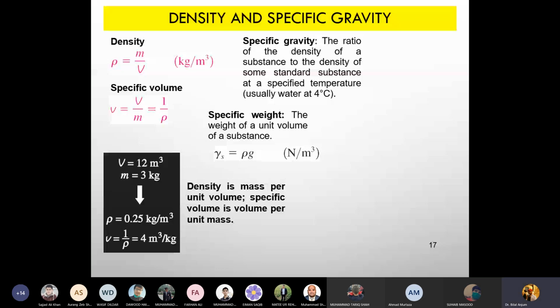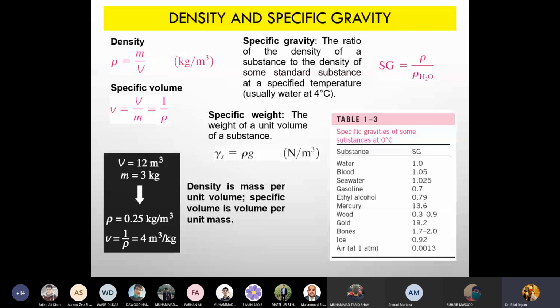So if I have a table over here, which gives me specific gravities of various materials. Let's say I have gasoline. The specific gravity of gasoline is what? 0.7. What should be the density of gasoline? Very good. If I know that the density of water is 1 gram per centimeter cube and I multiply it by the specific gravity, which is 0.7, essentially the density of my gasoline would be 0.7 grams per centimeter cube.